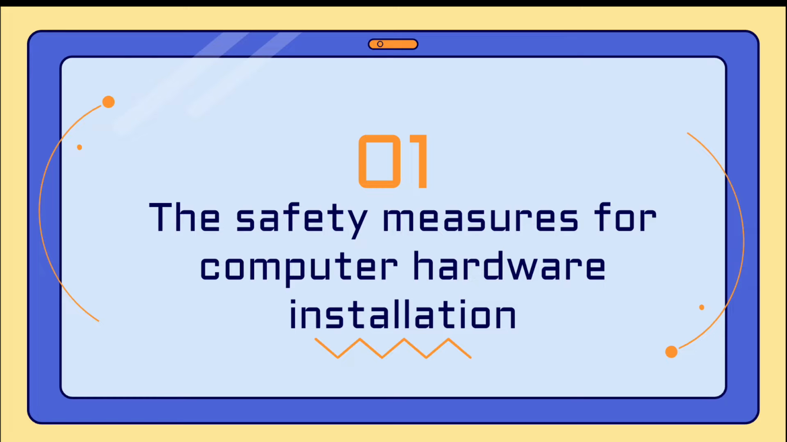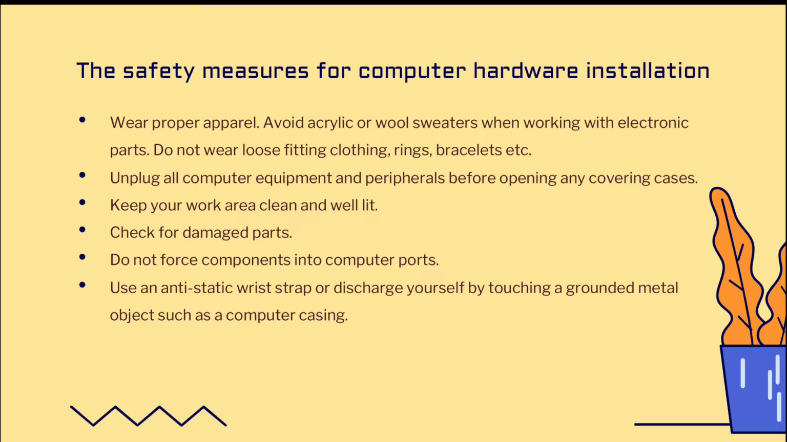First, the safety measures for computer hardware installation. The safety measures for computer hardware installation are: first, wear proper apparel. Avoid acrylic or wool sweaters when working with electronic parts. Do not wear loose-fitting clothing, rings, bracelets, and more. Second, unplug all computer equipment and peripherals before opening any cover cases.